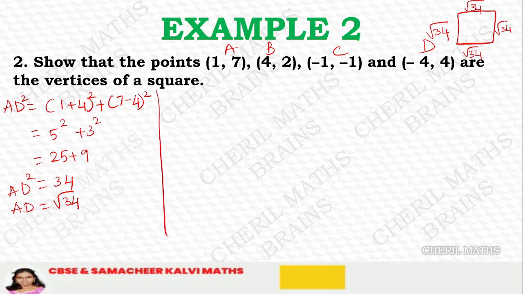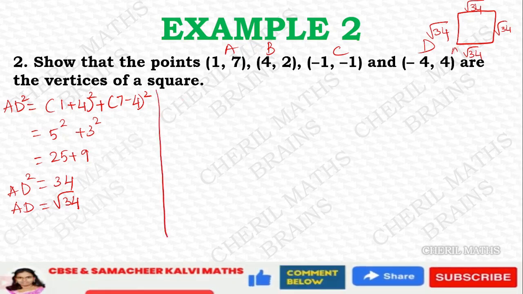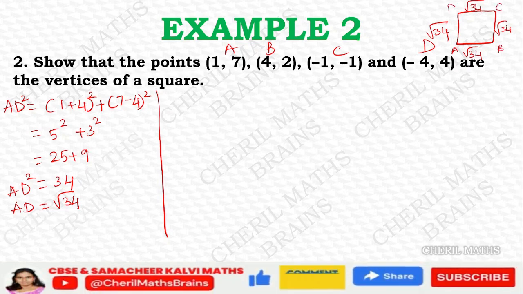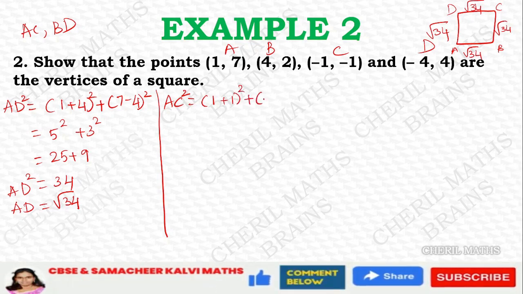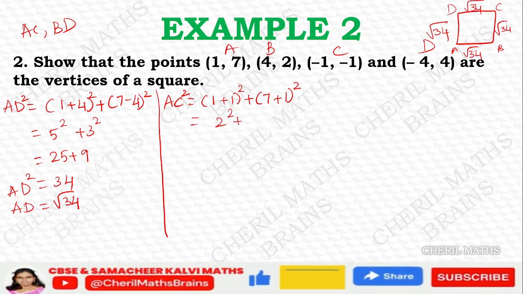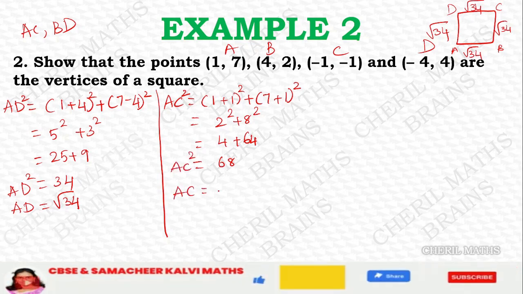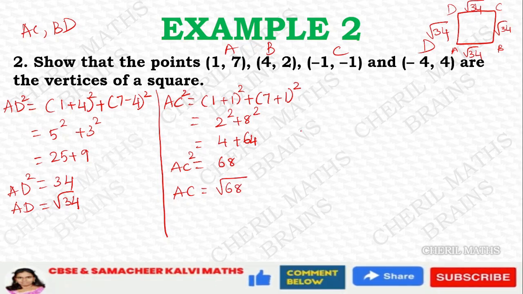So what is our next step? To find AC and BD. First we will do AC. AC square will be 1 minus of minus 1, which is 1 plus 1 the whole square, plus 7 minus of minus 1, 7 plus 1 the whole square. So it will be 2 square plus 8 square, 4 plus 64, which is 68. AC square is 68, AC is going to be square root of 68.